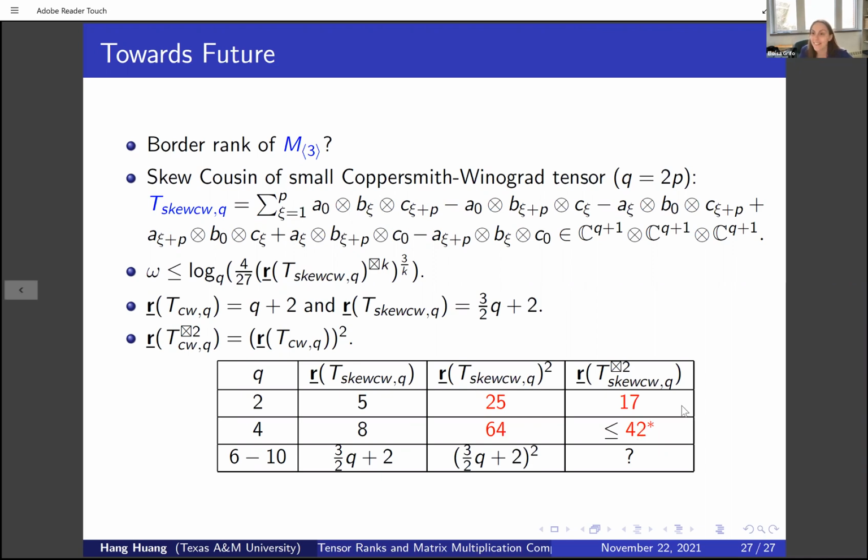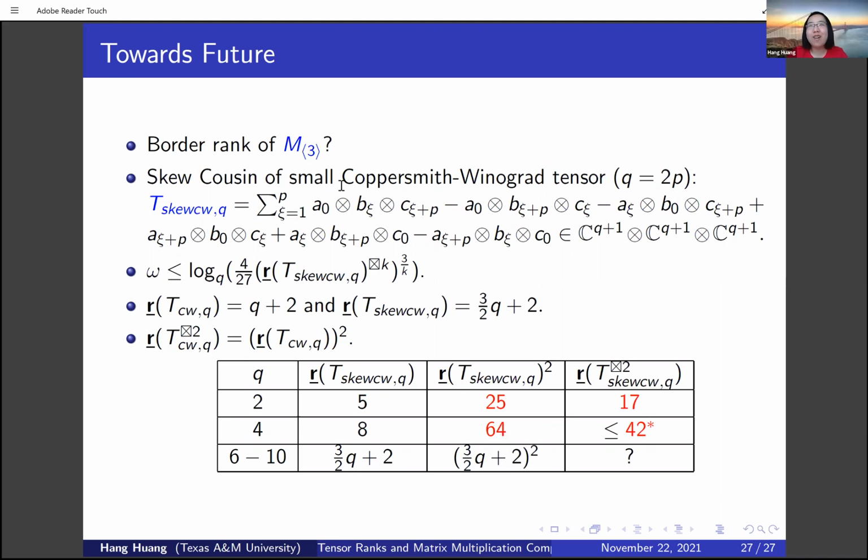Questions for Amy? Okay, I have a question that may be hard to answer. I was very surprised by this conjecture that omega is actually 2. Can you say anything about the intuition for why one would think such a thing?